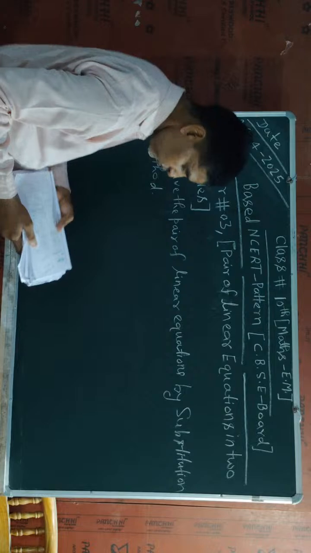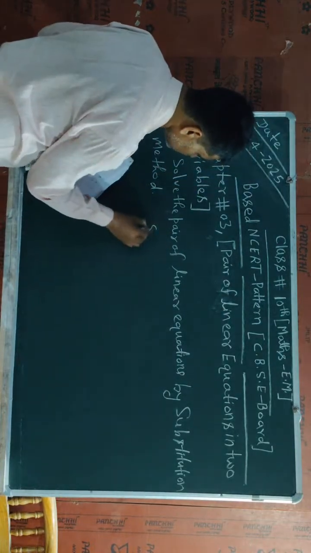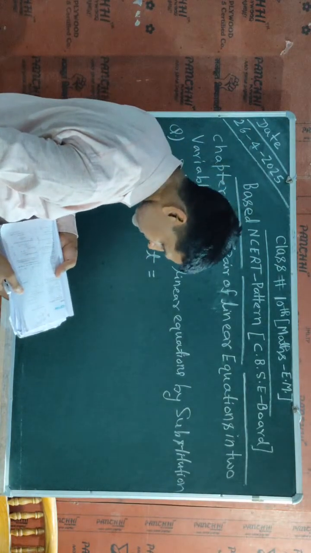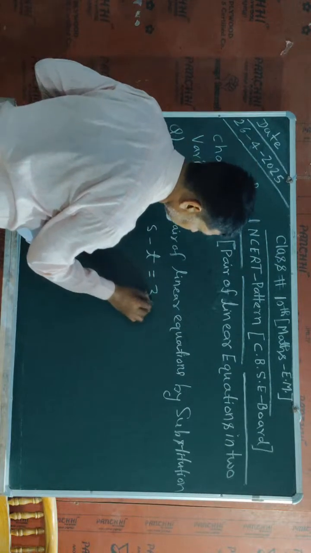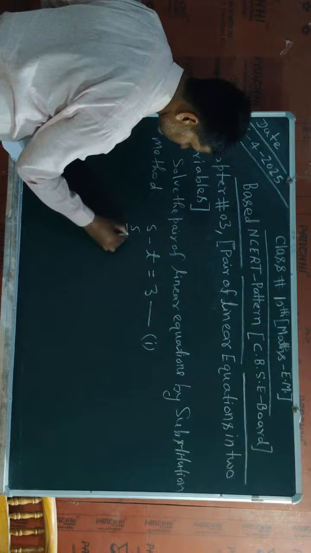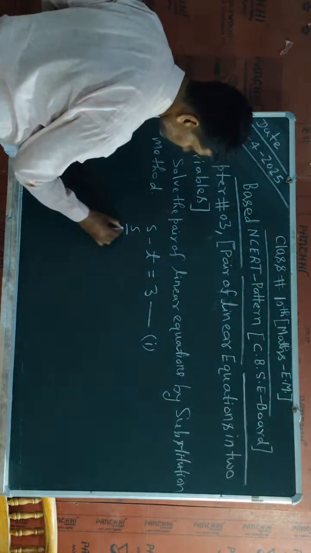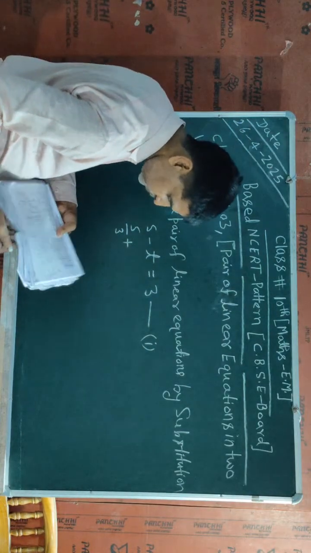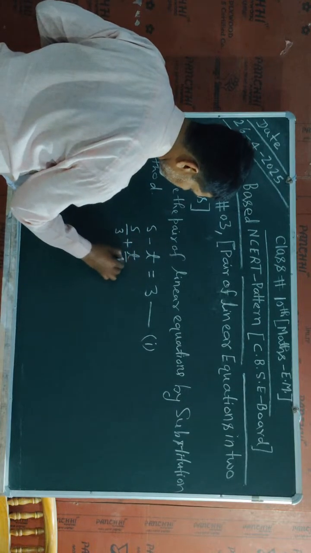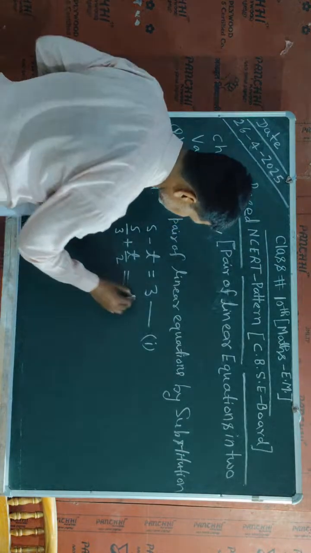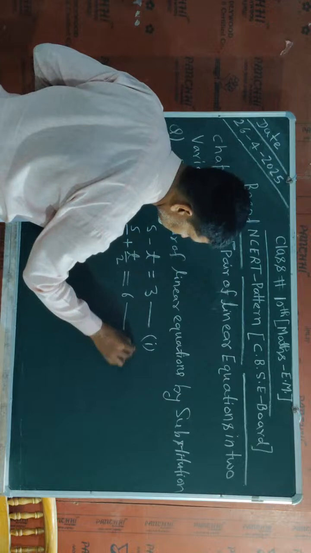Now both equations are like this: s minus t equals 3. This is one equation which is given in the question. The second is s divided by 3 plus t divided by 2 equals 6. I will say this is equation number 2.